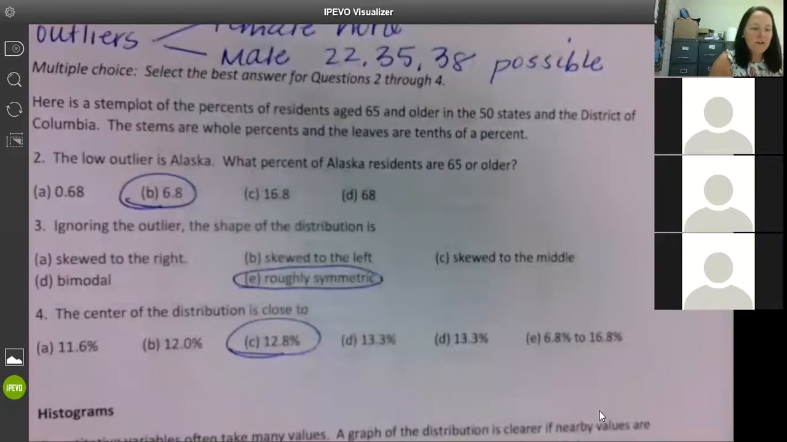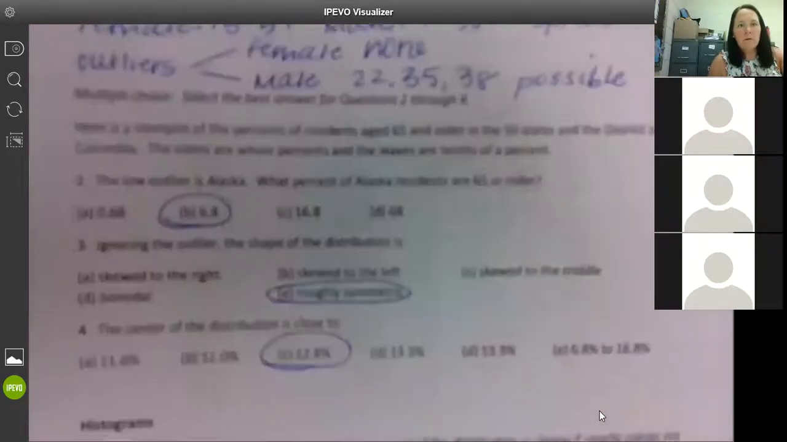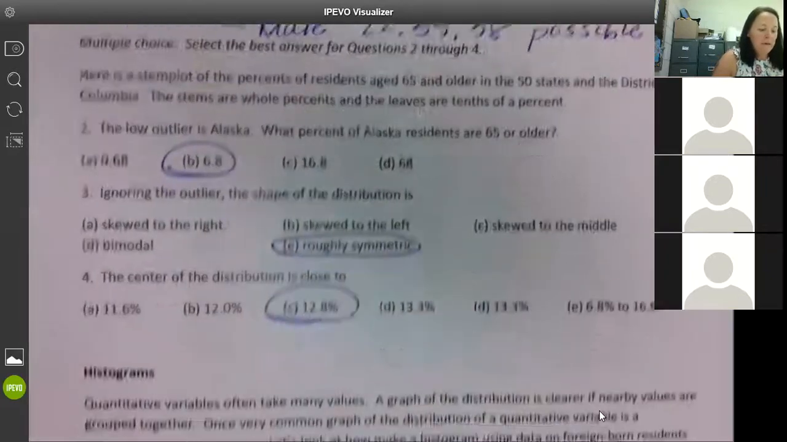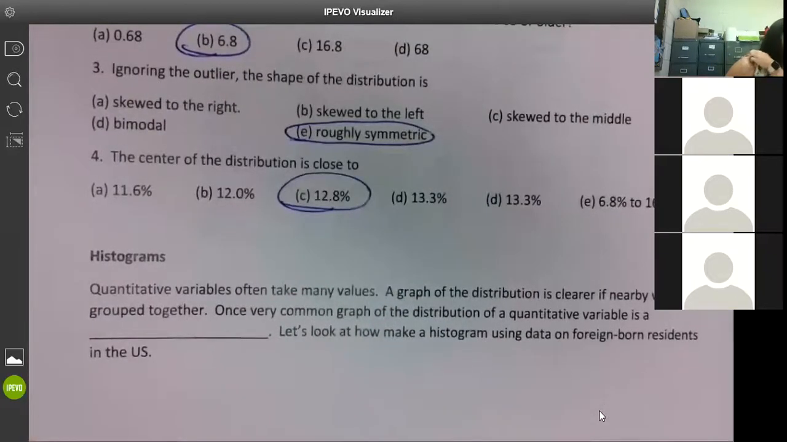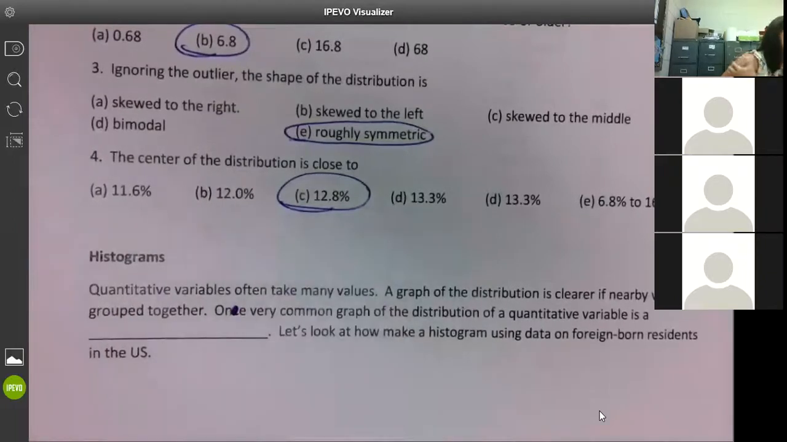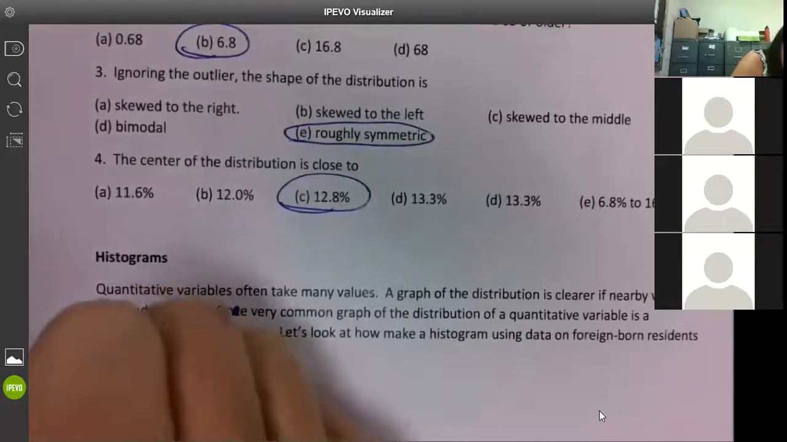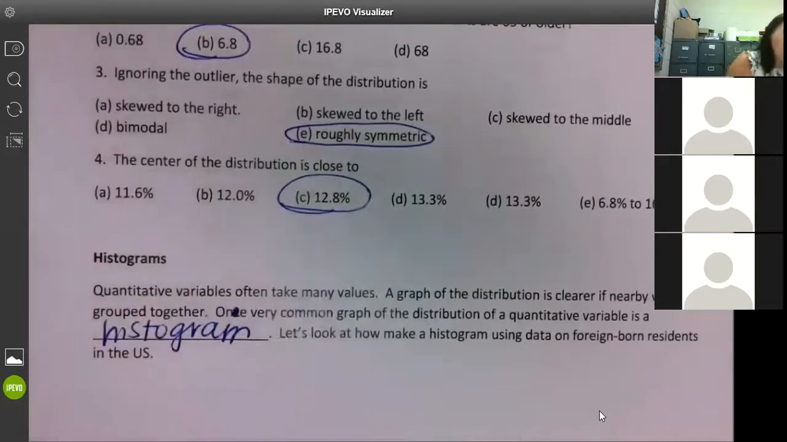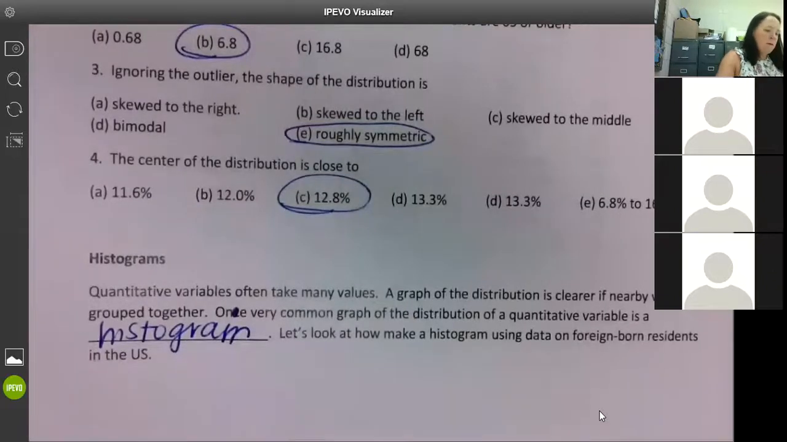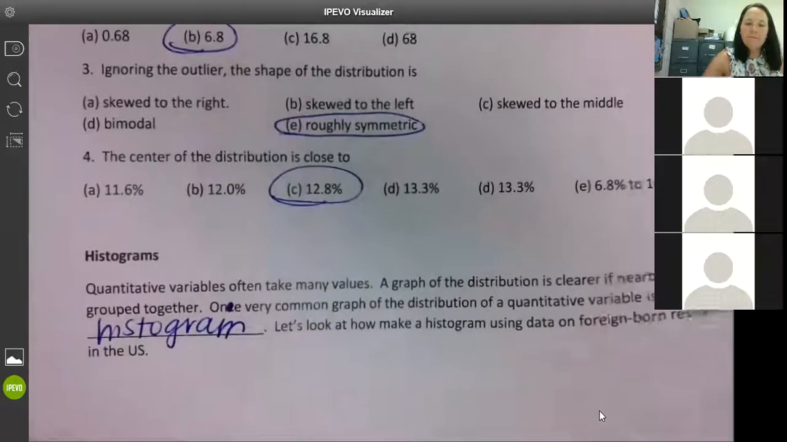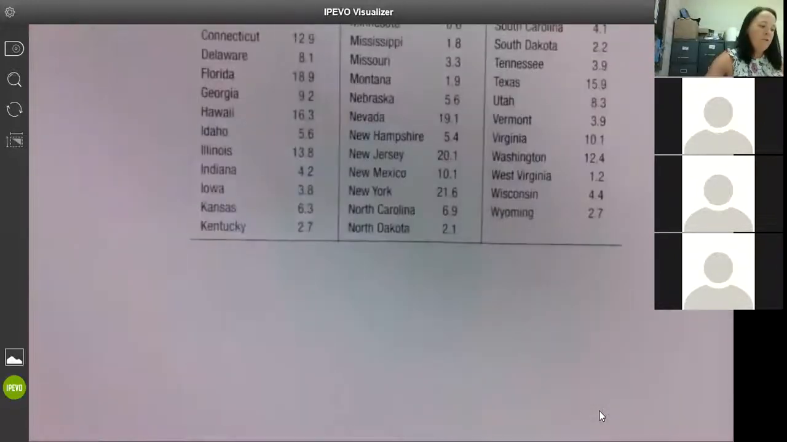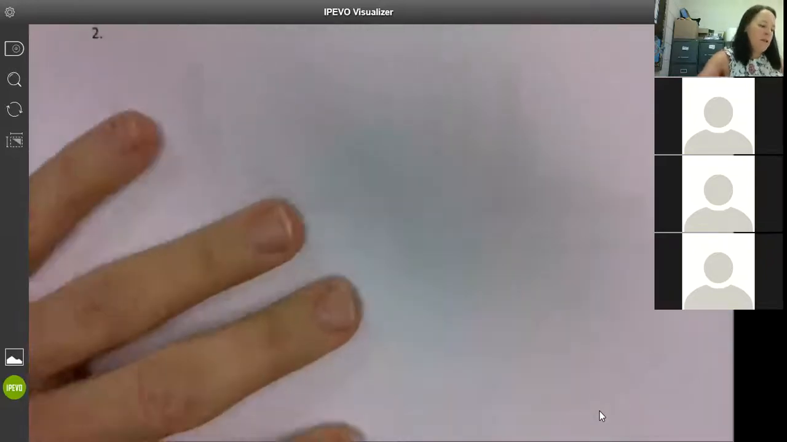So we were supposed to do all that yesterday, so now we start the new stuff. This is where we should have started today. Quantitative variables often take many values. A graph of the distribution is clear if nearby values are grouped together. One very common graph of a quantitative variable is a histogram. I showed you guys how to make those yesterday on your calculator, and we can go back over that later, okay? Everybody good with this page? There's absolutely nothing to write on this page at all, but we're going to use it to make a histogram.